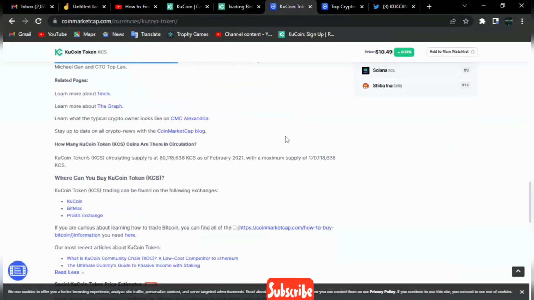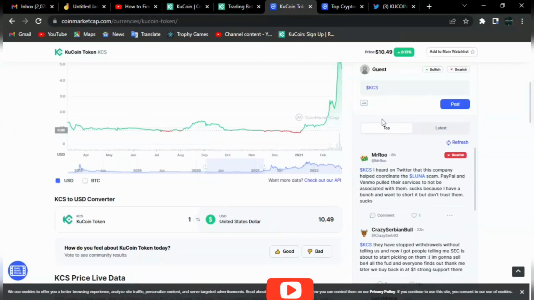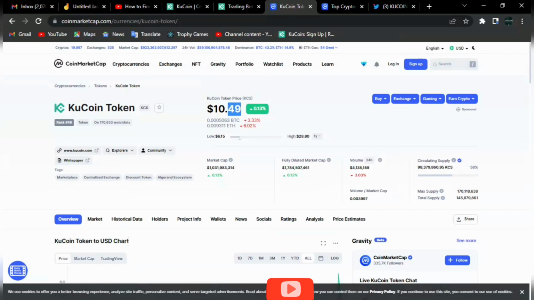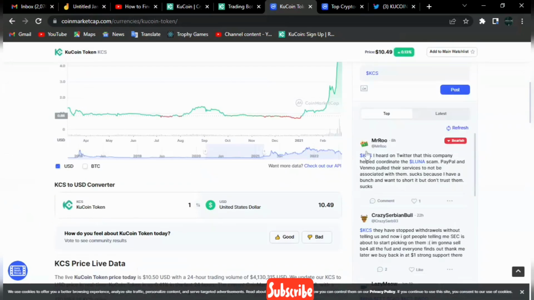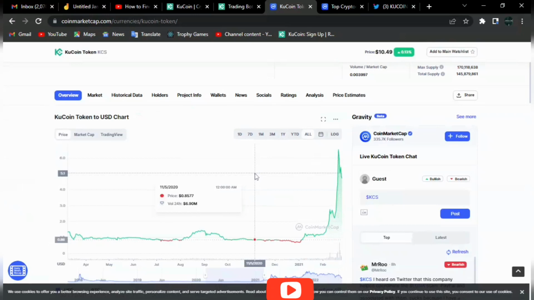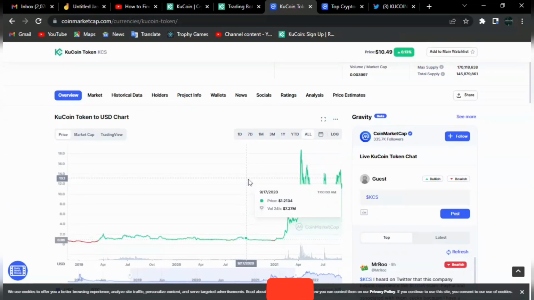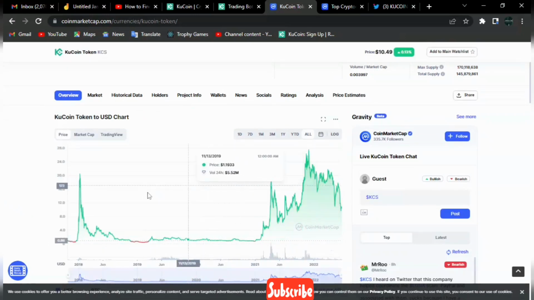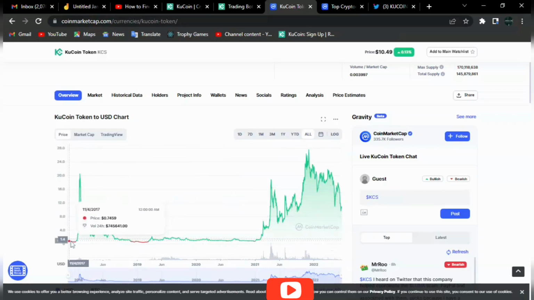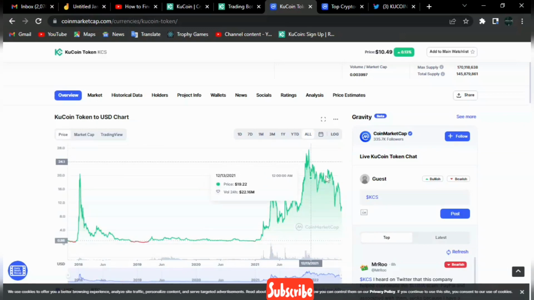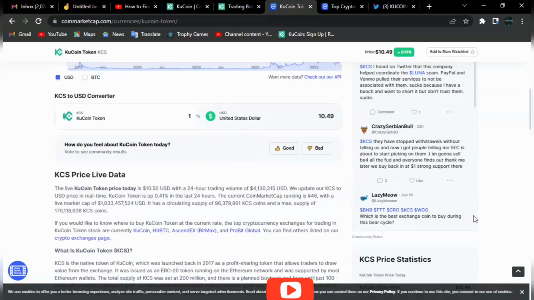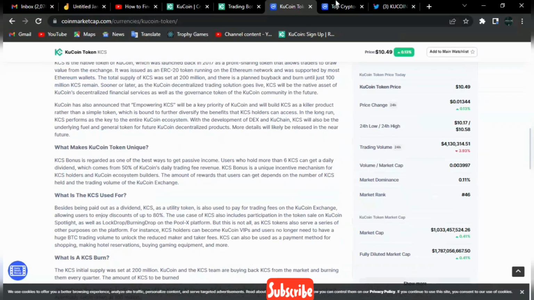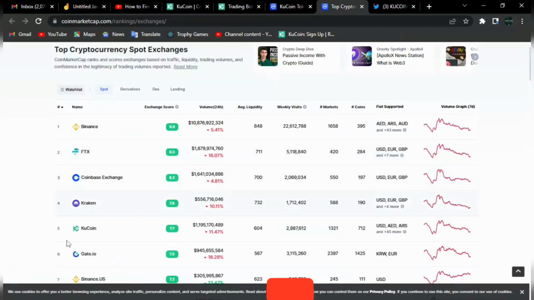One of the tokens that I currently like a lot is the KuCoin native token, which is currently at about $10. You can see the price movement for this token, which is the native token for KuCoin. You can see how the price went from $0.06 up until now. From launch up until now, the project has been doing well, and KuCoin is currently ranked number 5 in the top exchanges in the world. So you want to be aware of that.